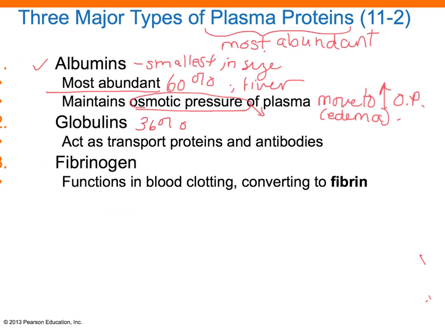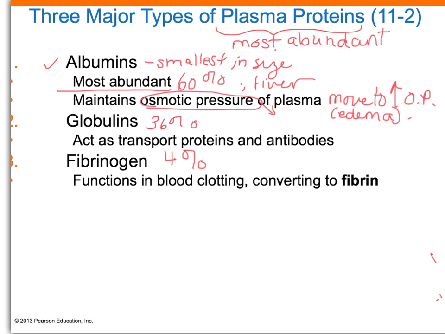Lastly, we have fibrinogens, and fibrinogens make up a very small amount. They only make up about 4%. And the fibrinogens you're going to see later when we talk about clotting, because that's what they function in: blood coagulation. What happens is fibrinogen converts to fibrin, and fibrin forms the basic framework of a blood clot.